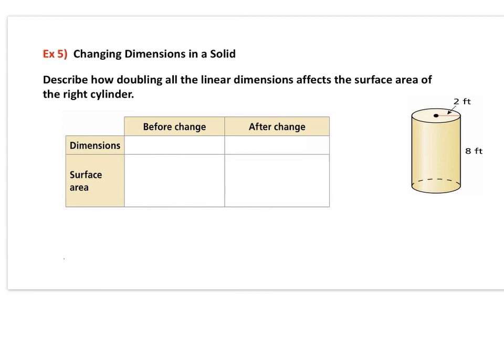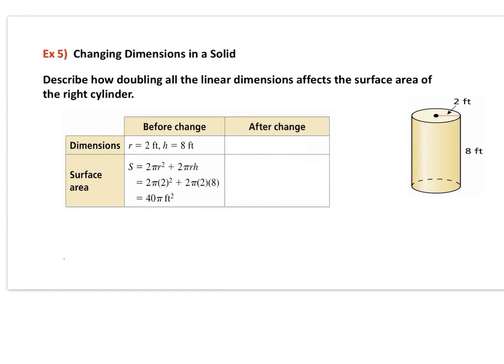All right, and the last thing we want to talk about is changing the dimensions and how it affects the surface area of a cylinder. So let's just double all the linear dimensions and see what the effects are. So do your before change. That means create your chart. You have your before change and your after change. So we're starting with dimensions, radius 2 feet, height of the cylinder 8 feet. Plug into your formula. Either formula works.